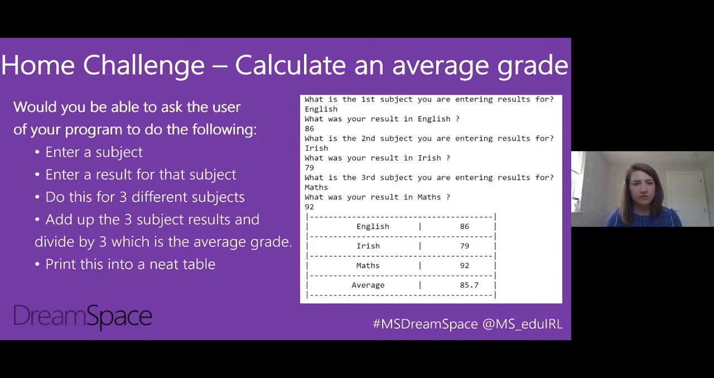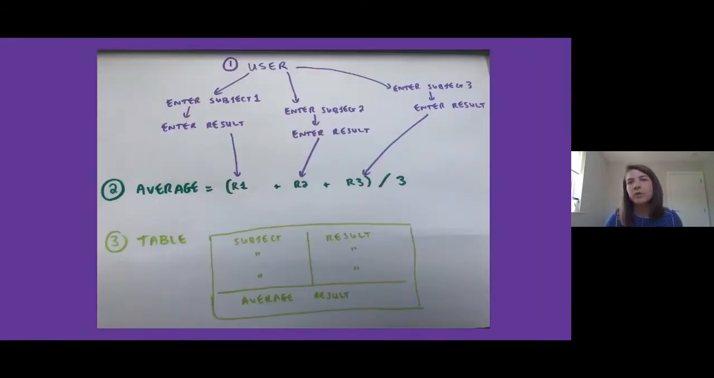When I first read that, there was a lot going on. So I sat down this morning to do this in Python myself. And before I did it, I quickly wanted to jot down what I was doing. We talked about this last week, that we should be able to map out our program. So what I have here is the idea that I need a user to enter a subject and then enter the result for that subject. And I'm going to do that 3 times.